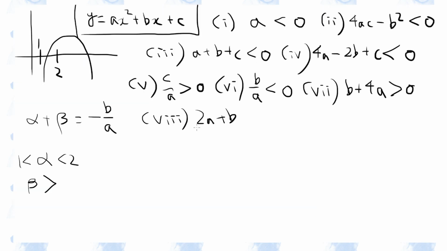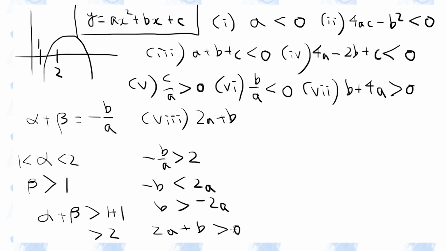And finally we have 2a plus b. This part can be solved following the same line of thought as in the previous part. The sum of the two roots is equal to minus b over a, and the first root is between 1 and 2, and the second root is definitely greater than 1. So alpha plus beta is greater than 1 plus 1, or 2. So minus b over a is greater than 2. Multiply both sides by a, and don't forget to flip the inequality sign. So 2a plus b is greater than 0.